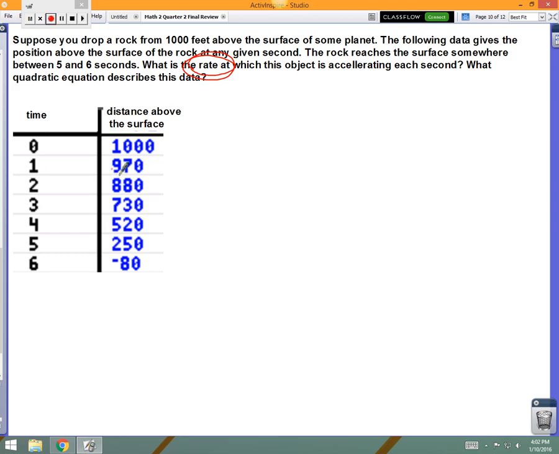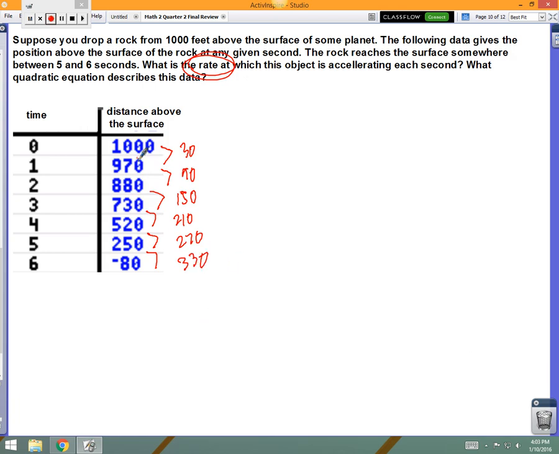So this is the total distance. It starts off 1,000 feet above the surface. Now, if you start to pick it apart, that was a change of 30 feet, and that was a change of 90 feet, and that one was a change of 150 feet, and that was a change of 210, that was a change of 270, and that was a change of 330.